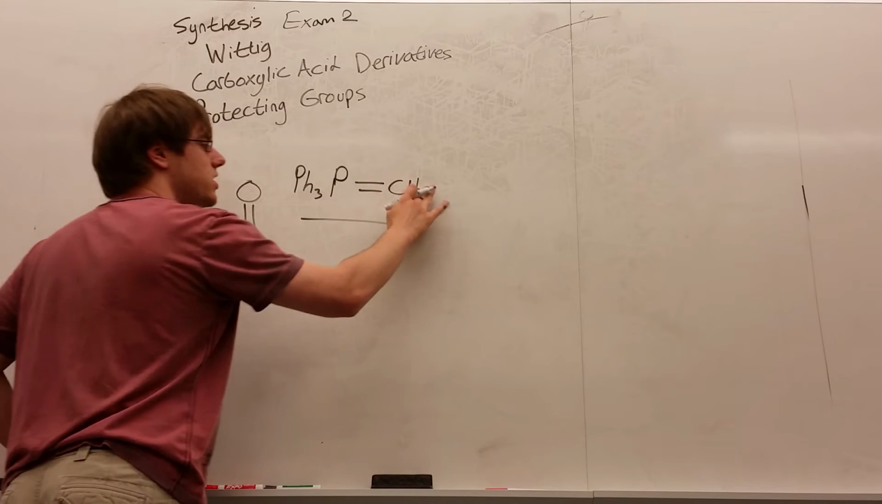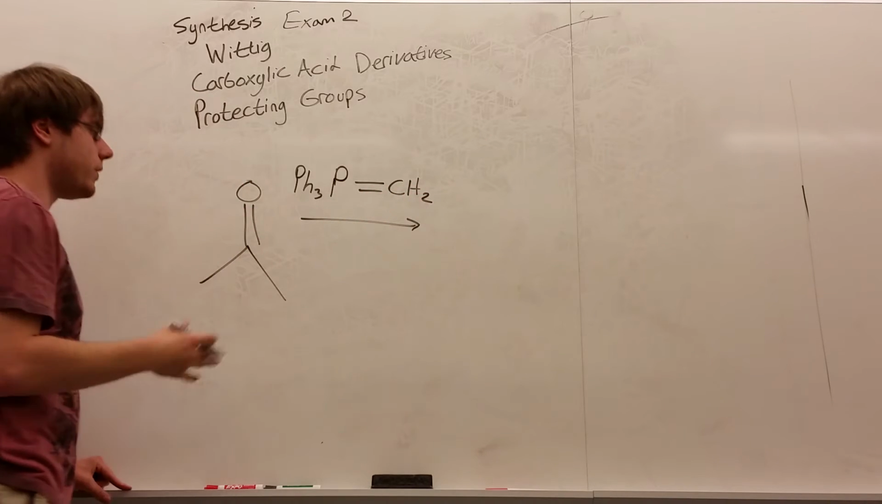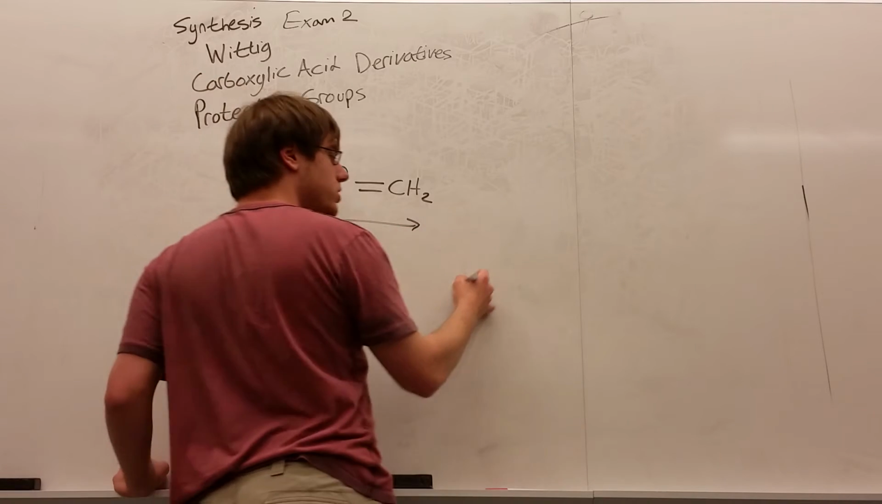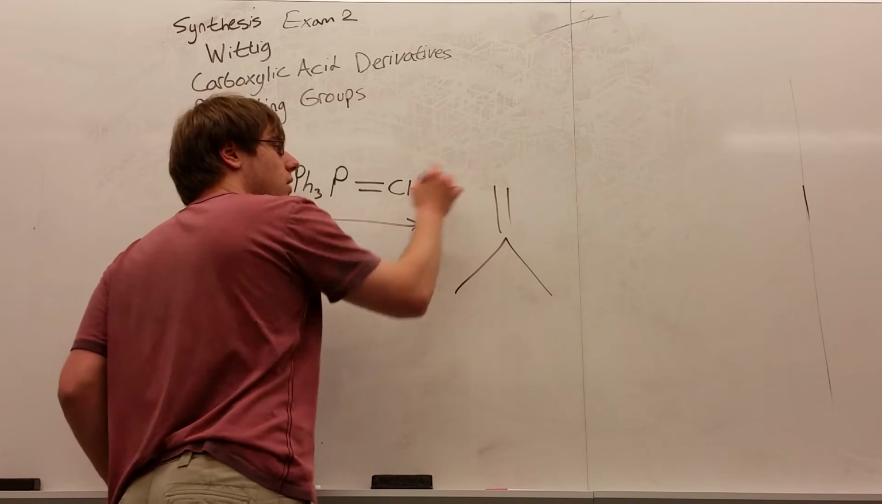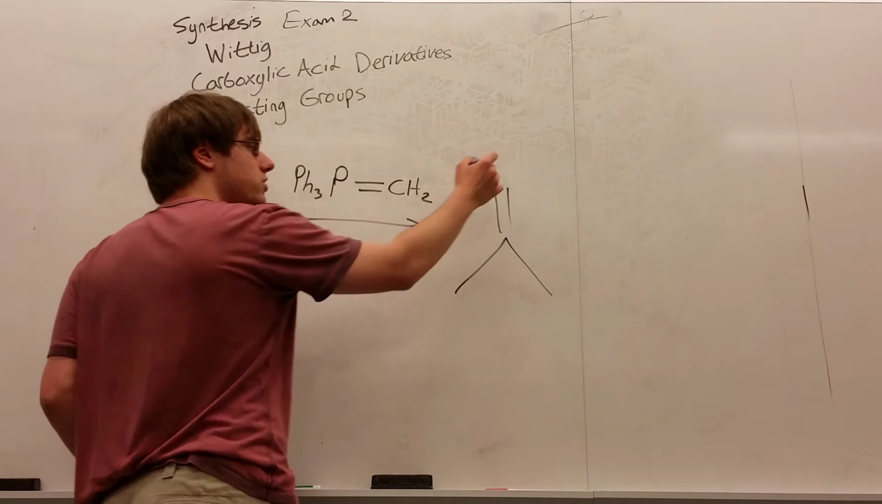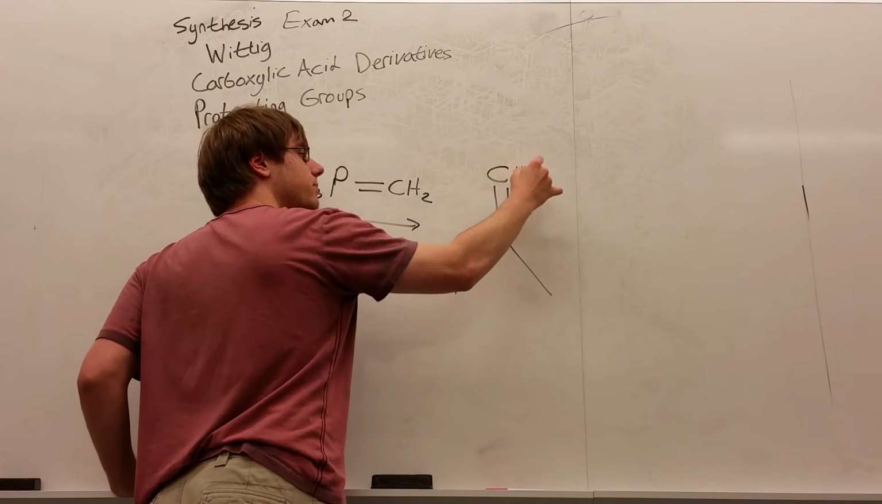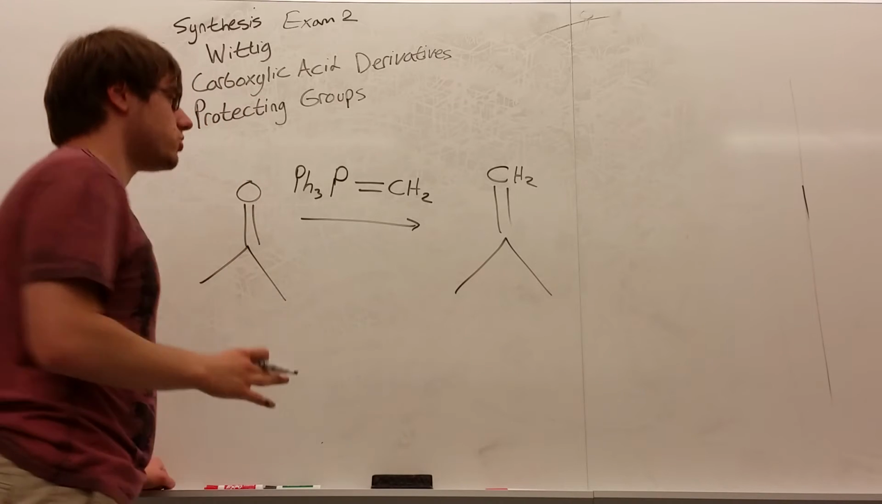Or that shouldn't be CH3, that has too many carbons. CH2, there we go. So all I'm going to do is erase the oxygen, the double bond stays there, and what's double bonded to the phosphorus is what replaces it, so CH2. And now I can use longer carbon chains.